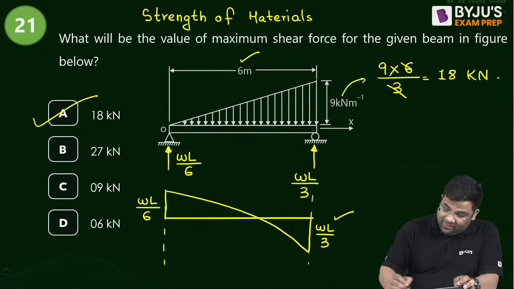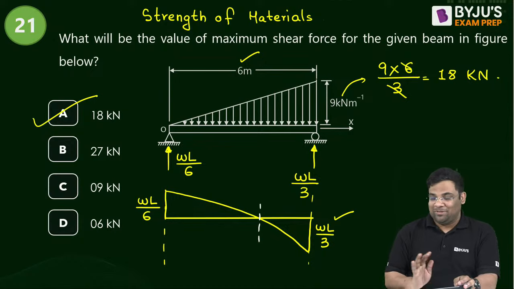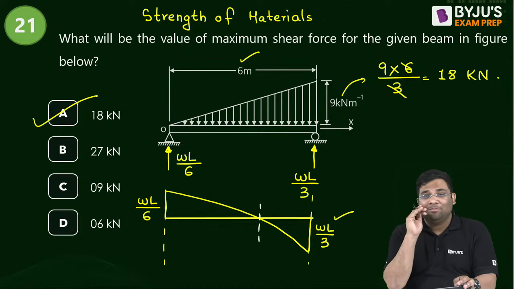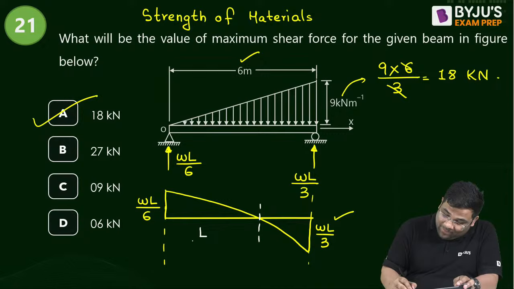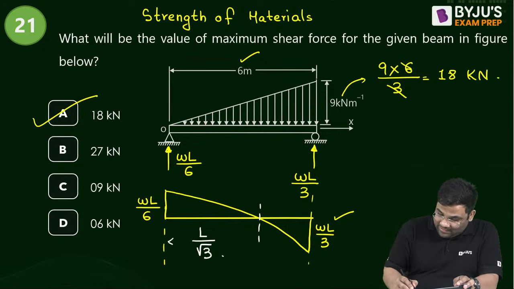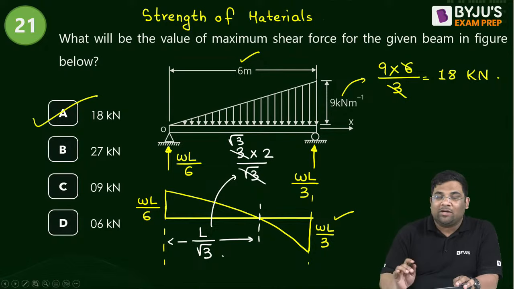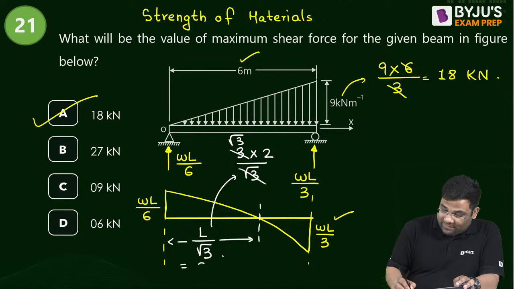Do you remember where we get this zero shear force? Any memory you have? Yes. We get it at L by root 3. This distance is L by root 3. From here, L is 6, so 6 by root 3. I can take this 6 as 3 into 2, so this becomes 2 into root 3, that is 1.73 into 2. I can say 3.46 meter, right?